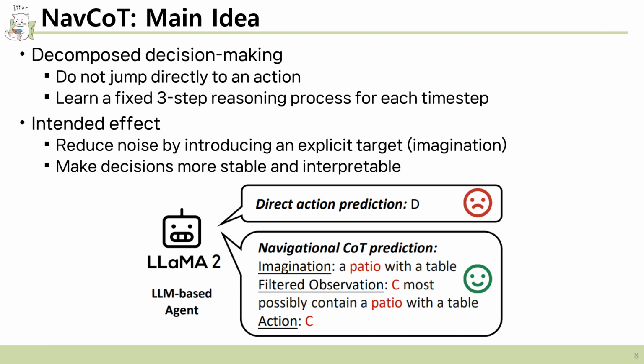Why does this help? This is because in VLN, the options are noisy. Captions can be wrong or incomplete. If we ask the model to pick an action directly, it can get confused. NavCoT has one clear target first. It makes the model imagine what it expects to see next, like a table. Then the model checks the options and picks the one that matches this idea. So the decision becomes more stable and also easier to read.